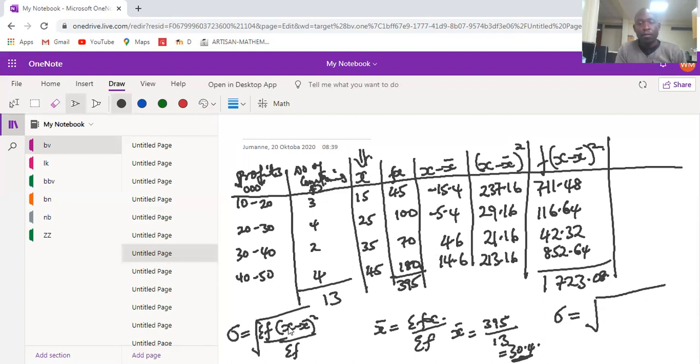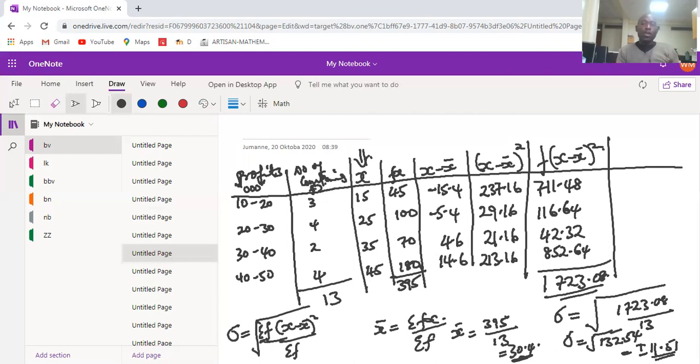of f into x minus x bar squared, the sum here, it is this value that we have here. So it's going to be 1723.08 over the sum of f, which is 13. So we divide by 13, which comes to the square root of 132.54. The square root of that comes to 11.51. And that is how we get the standard deviation.